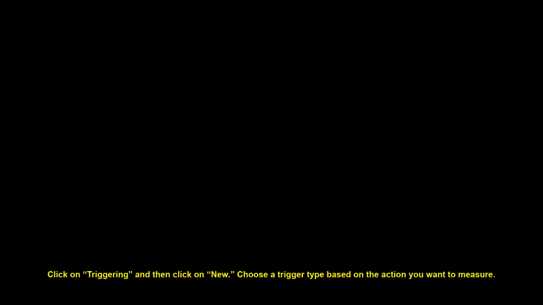Next, you'll need to configure the trigger. Click on Triggering and then click on New. Choose a trigger type based on the action you want to measure. For example, to track clicks, select the click trigger. Define the trigger conditions for when the tag should fire. You can target specific URLs or elements on the page.